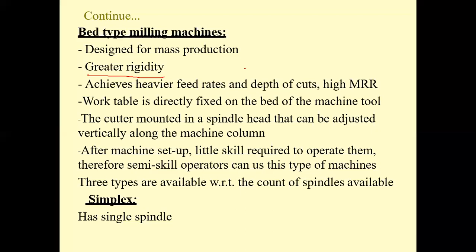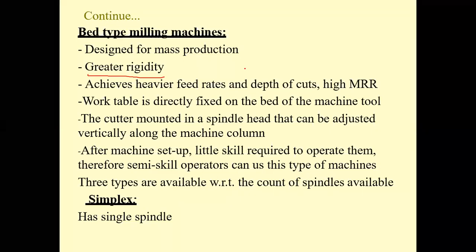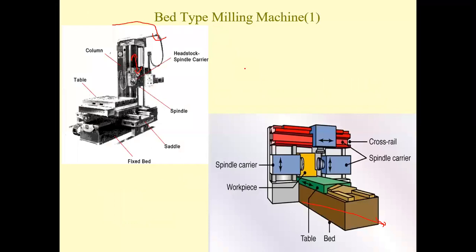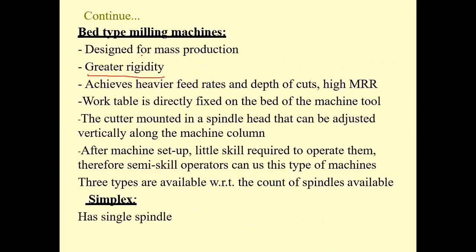The work table is directly fixed on the bed of the machine. You've already seen in the picture of the machine tool that the table and bed are similar here; you can directly mount the table on the bed. The cutter is mounted in a spindle head that can be adjusted vertically along the machine column. Whatever cutter is kept on the machine spindle can be adjusted vertically to any position required along the machine column.